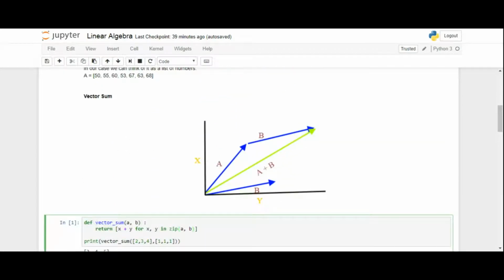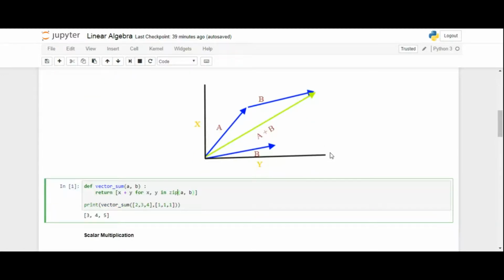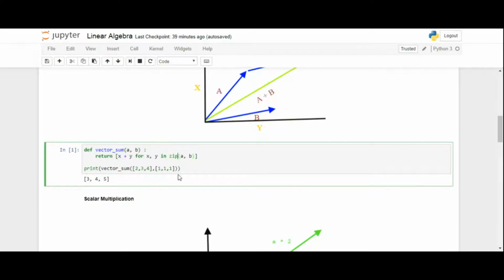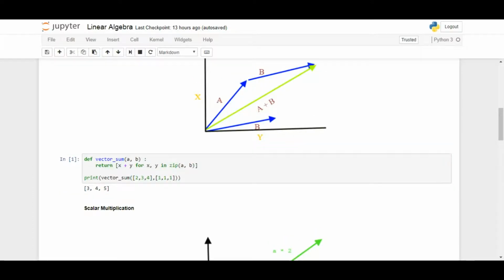So how do you add two vectors? A is a vector, B is a vector. We can transform this B to here. In this way, we are preserving its magnitude as well as its direction. This green vector is the resultant vector. In Python, we can create a function that accepts two lists. Zip is used to iterate over multiple lists. So for every iteration, we are adding its corresponding numbers.